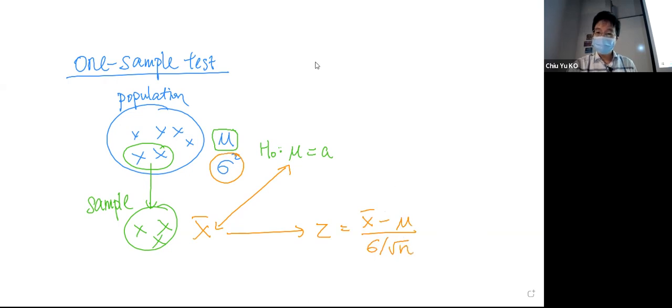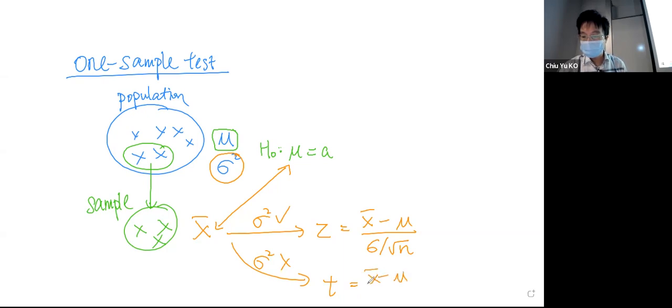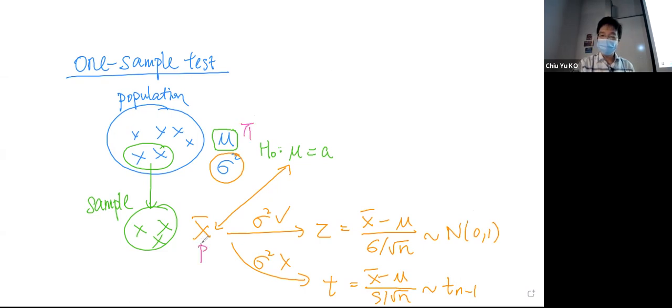If you don't know sigma square, then we have another one, a T with n minus 1 degrees of freedom: X bar minus mu over S over root n, and this has a distribution T n minus 1. The Z has a distribution N(0,1). Proportion is a similar idea. What is not written here is proportion pi, where you have P, and because proportion implies you know the variance, you are basically using the Z test.